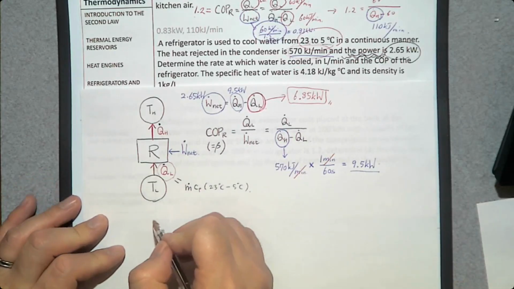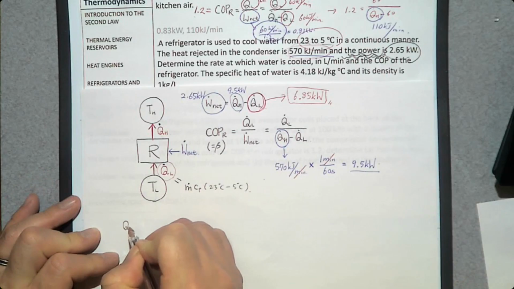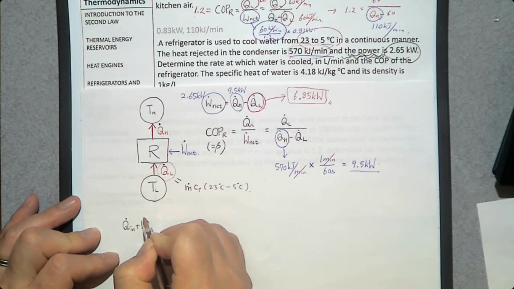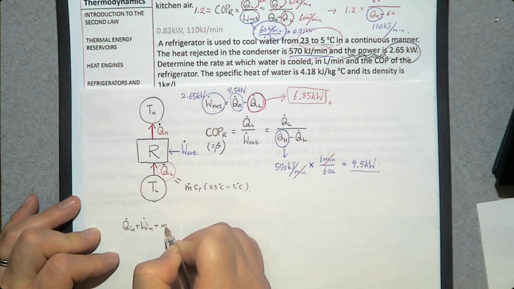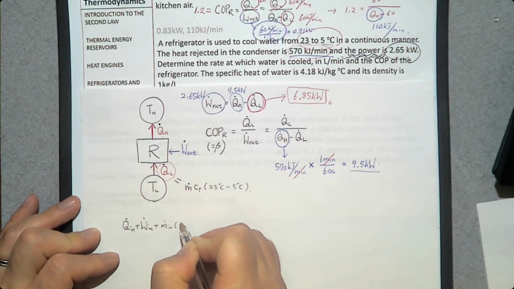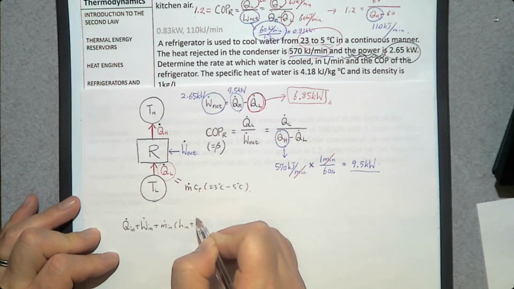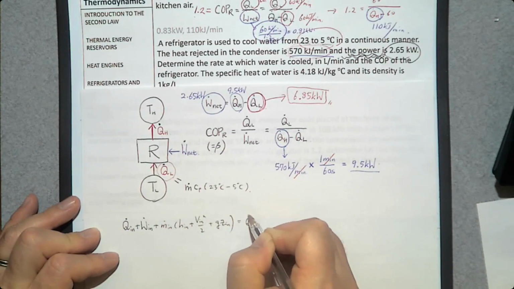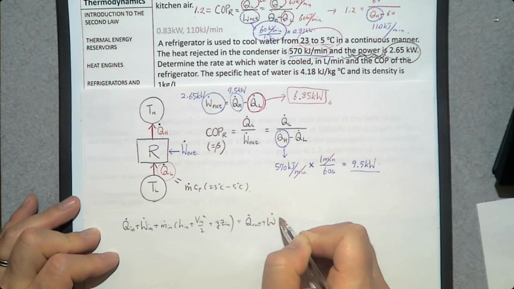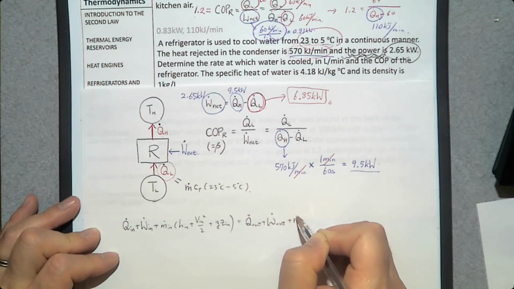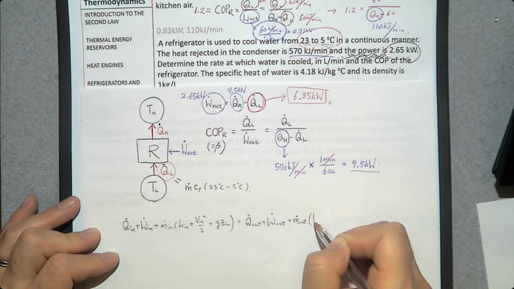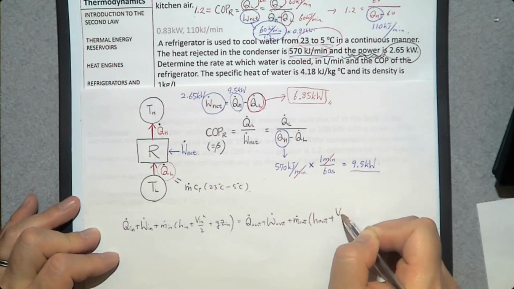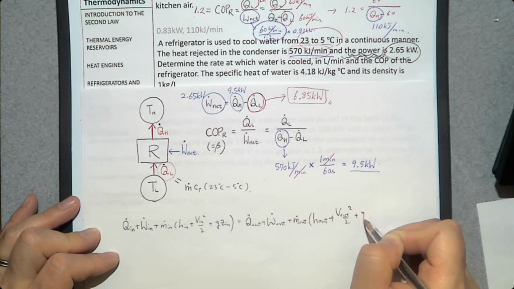If you don't remember, you can start with the general energy balance equation, Q dot in plus W dot in plus m dot at the inlet. This one has enthalpy, kinetic energy, and potential energy. It's going to be Q dot out plus W dot out plus m dot at the exit. This one has enthalpy, kinetic energy, and potential energy.